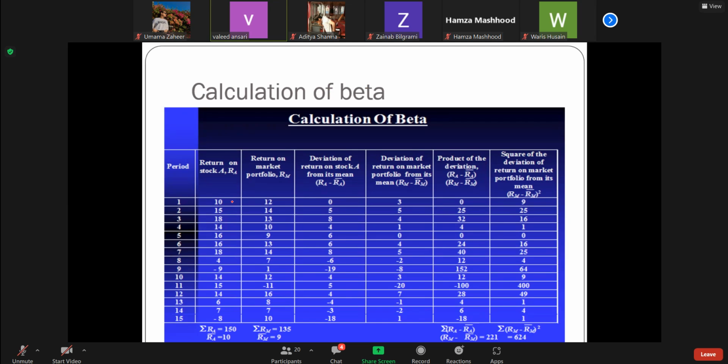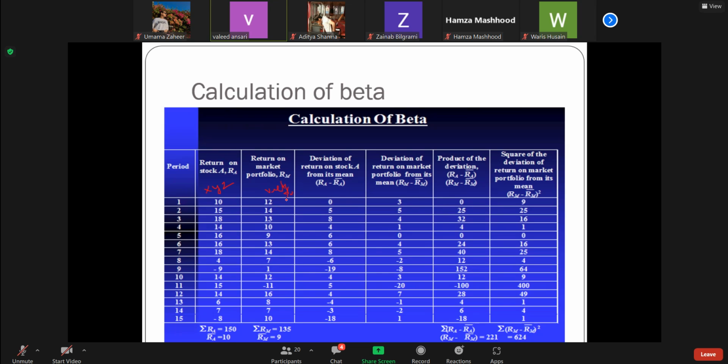Now you see that this is the return on a security A. You can name it anyone. And return on market, just assume for the moment, it is Nifty 50. And XY is the company. So we have calculated the return on this.